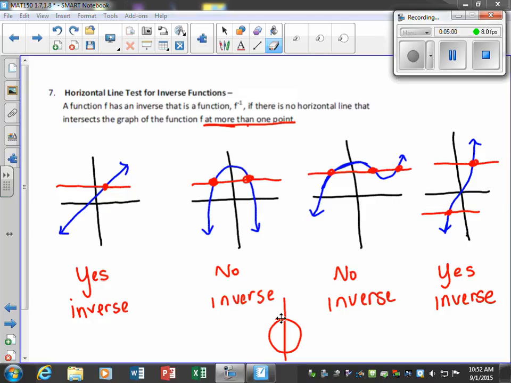More precisely, a circle's not a function, so of course it's not going to have an inverse either.